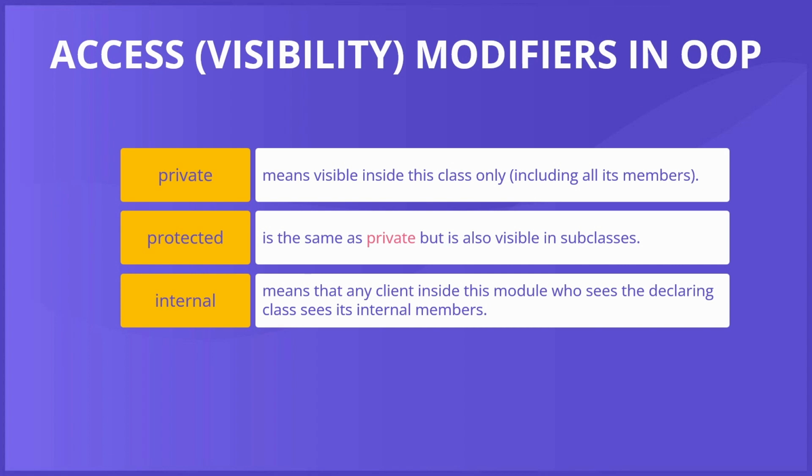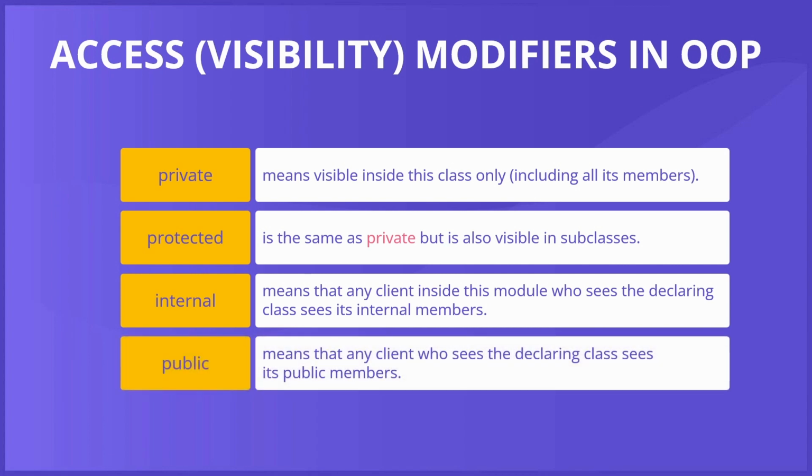And the last one would be public. So a public access modifier is basically accessible from everywhere. This is the least restrictive access modifier.